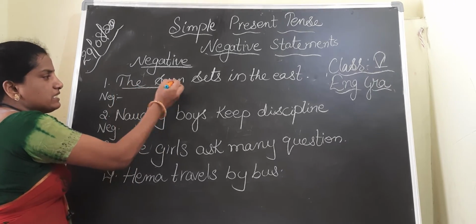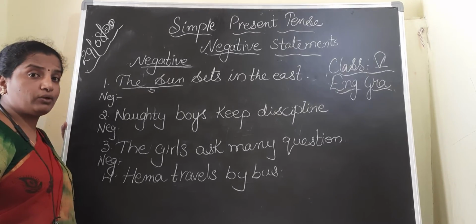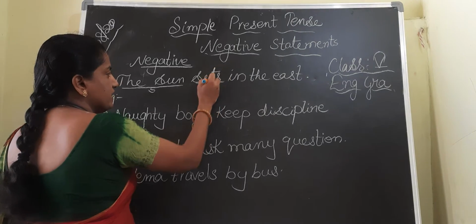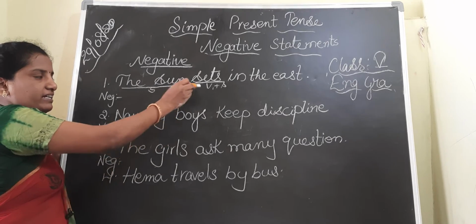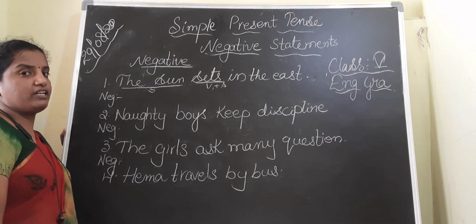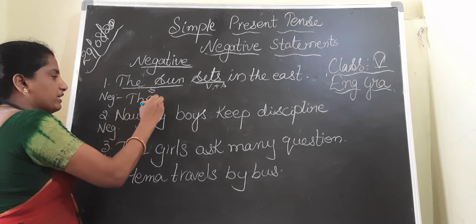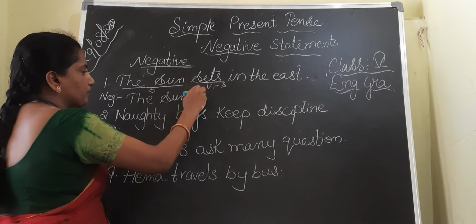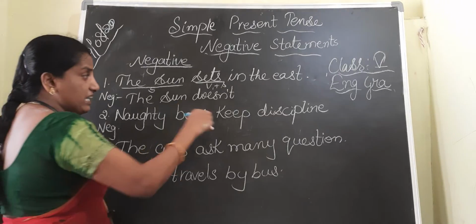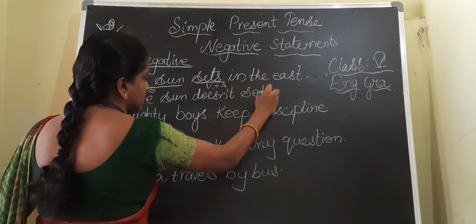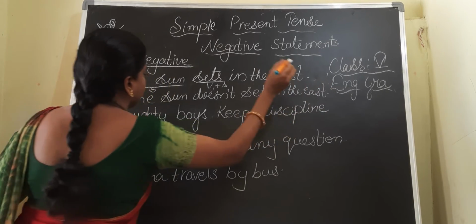The sun is the subject. I am writing in short, subject. What is the verb form given to you? Sets. What is sets? V1 with s. What we have learned, whenever there is a singular subject, you will get V1 with s. And whenever there is V1 with s in the statement, you have to add doesn't to write the negative form. Now what do you have to write here, sets or set? Set. Doesn't set in the east. This is one. First one done for you.